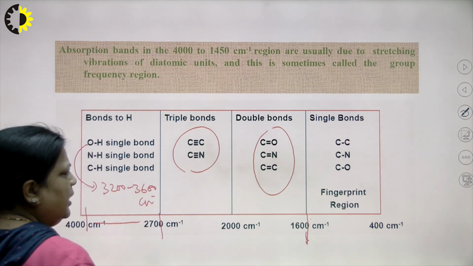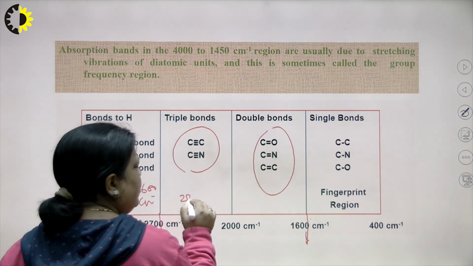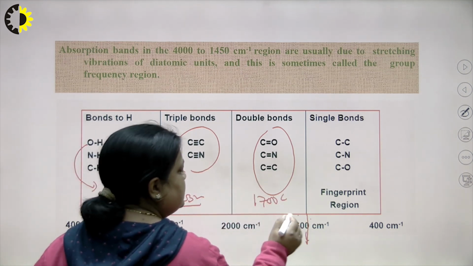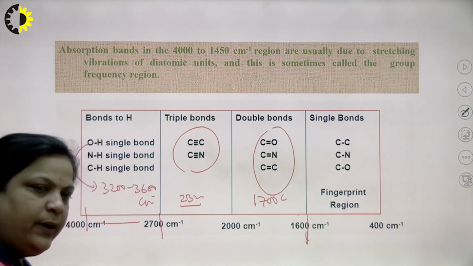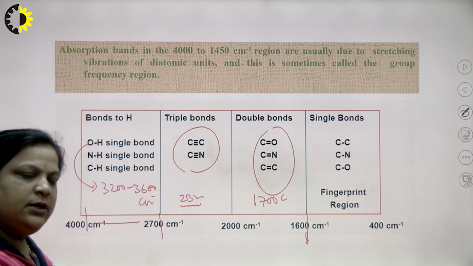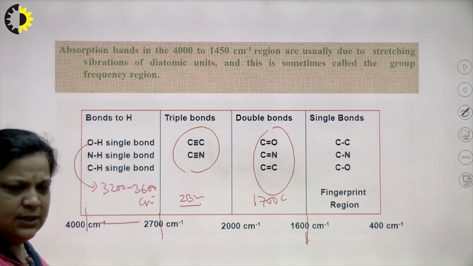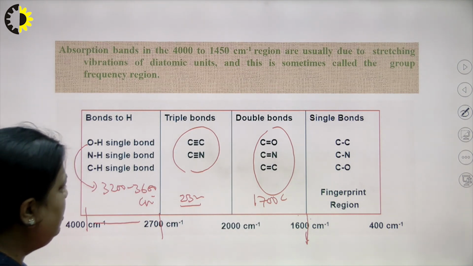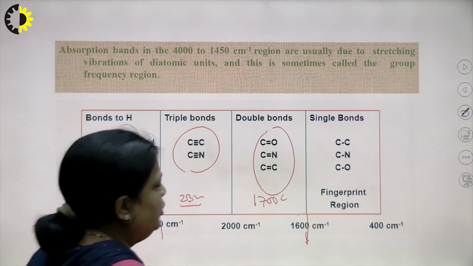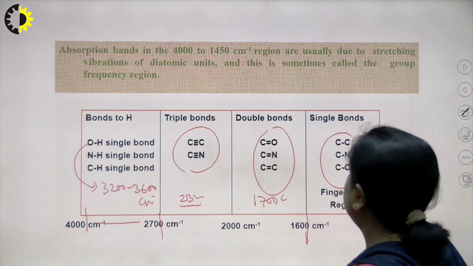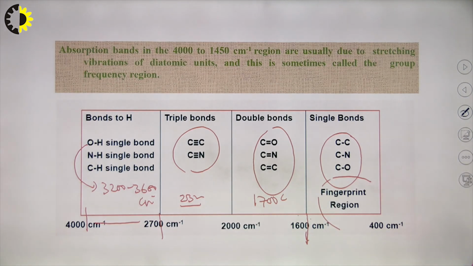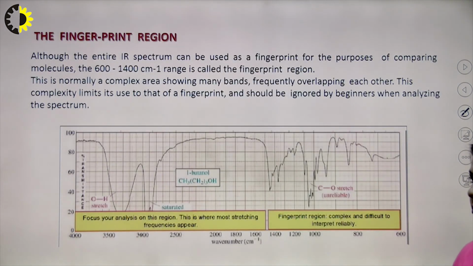CN is approximately, I think, 2300 or so. So, this carbonyl is about 1700 centimeter inverse, which lies in this range. So, I think it should be clear that up to 2000 is due to double bonds, 2000 to 2700 or 2500 in some books is due to triple bonds, and up to 4000 it is due to OH bonds and single bonds. C single bond, CN and CO are very specific and come in the fingerprint region. So, what is the fingerprint region?